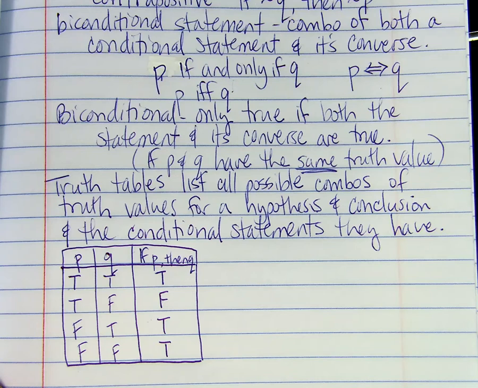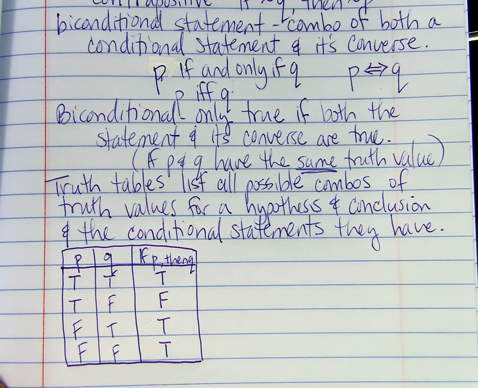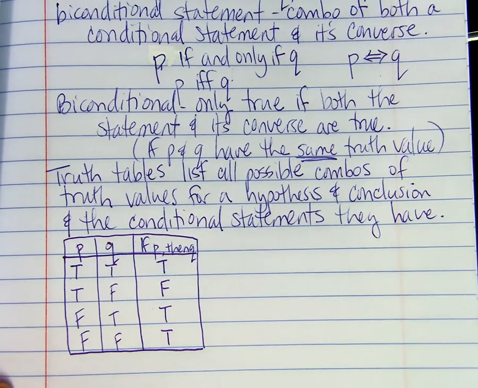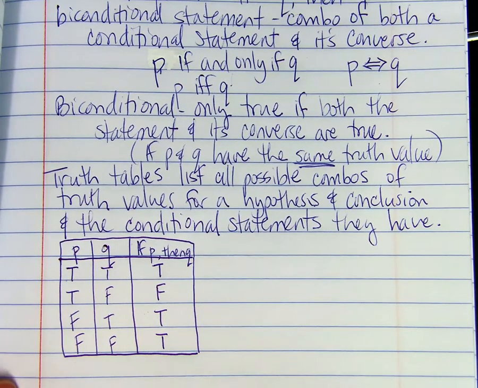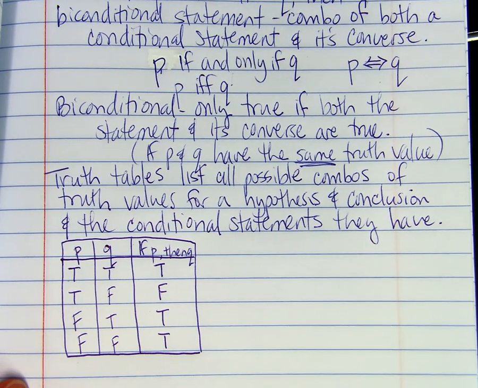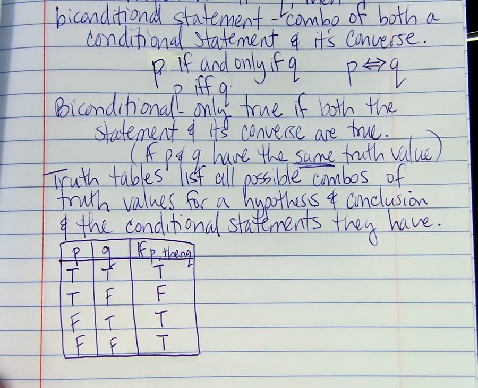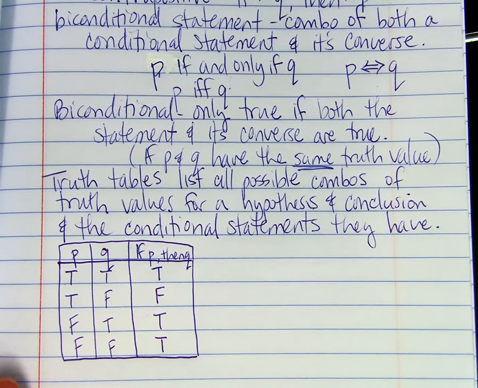So we're going to do a table for if and only if. So is this really confusing? Yeah, it's just looking at the bottom one, it has two falses. Do you remember that in the conditional statement, if the hypothesis and the conclusion are both false, then the statement itself is true? Do you remember that?